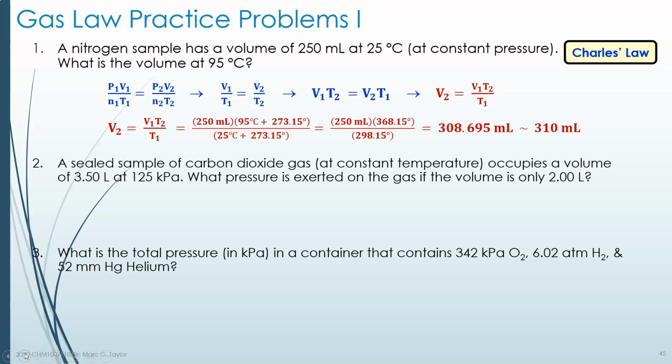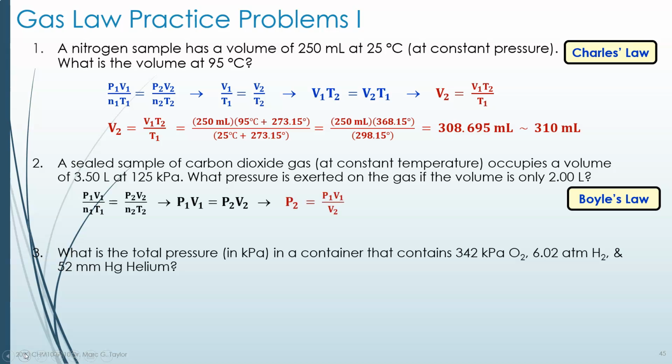So we have a new volume. So this is clearly Boyle's law. We're only looking at volume and pressure. So we rearrange our original ideal gas law. First we cross out our n and our T because they're not changing, and we're left with Boyle's law, and then we solve for our P2, which is our final pressure.